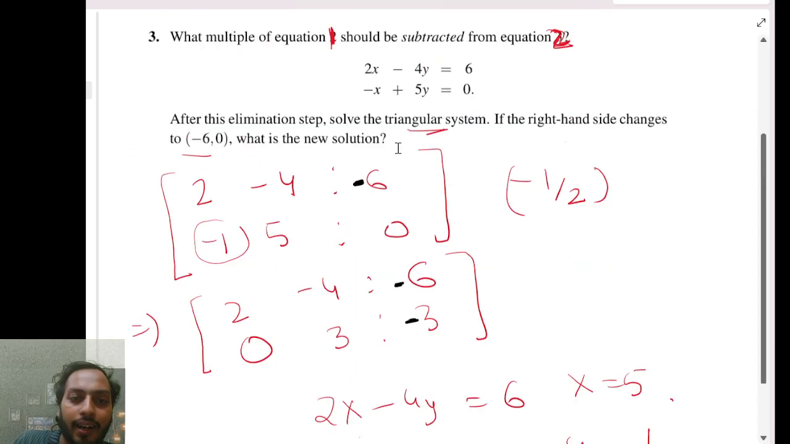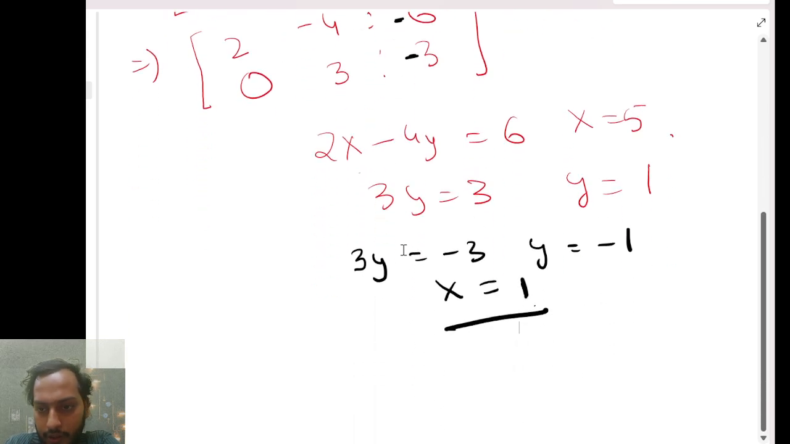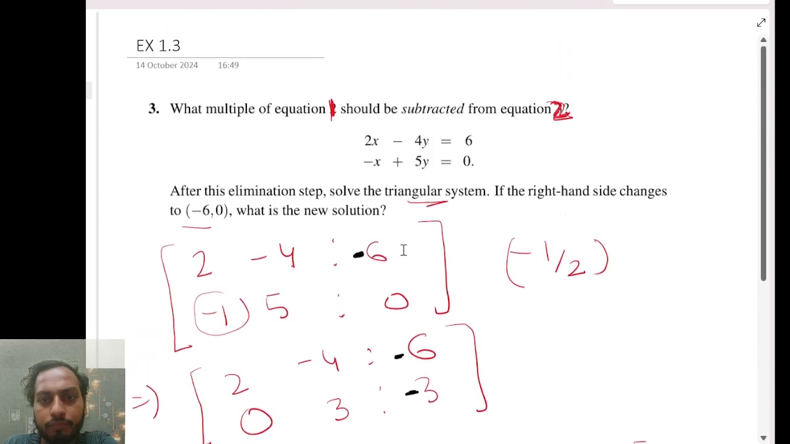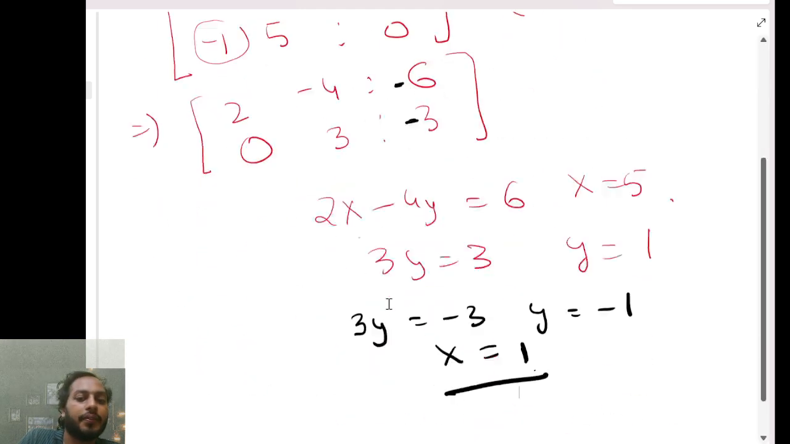Is it okay? That's my question number 3. Is it okay? If there is any problem, just mention it in the comment section. My calculation is very poor, but if all the calculation is right, that should be the answer.